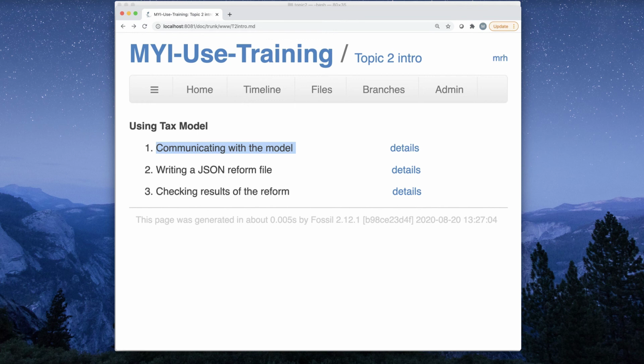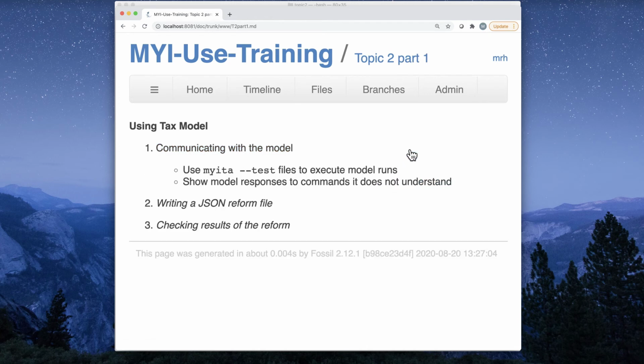This topic 2 video explains how to tell the model what to do and how it responds when we give it a command. We're going to use some of the files that were generated in the introduction when we ran the MYI-TA test, and we're going to show the basics of running the model in the simplest possible way, and then we're going to show how the model responds when it doesn't understand what we're asking it to do.